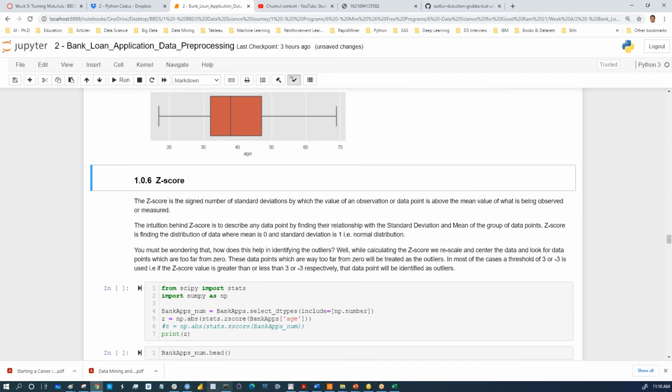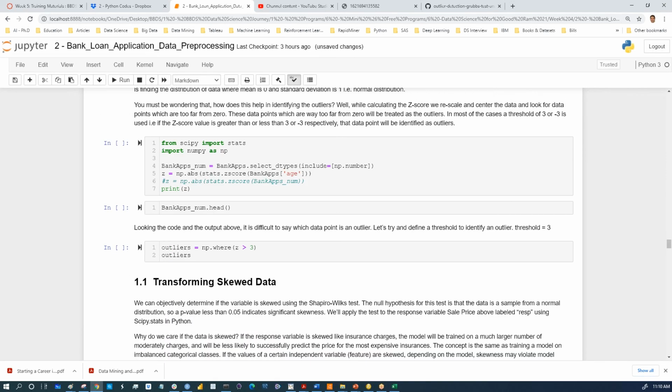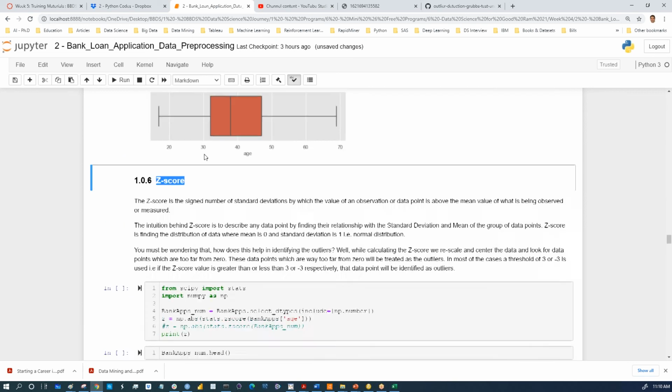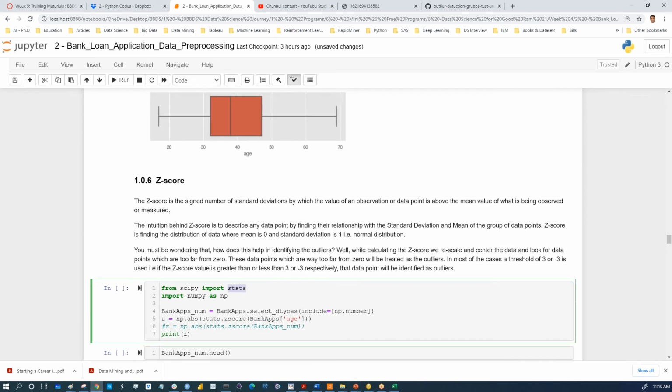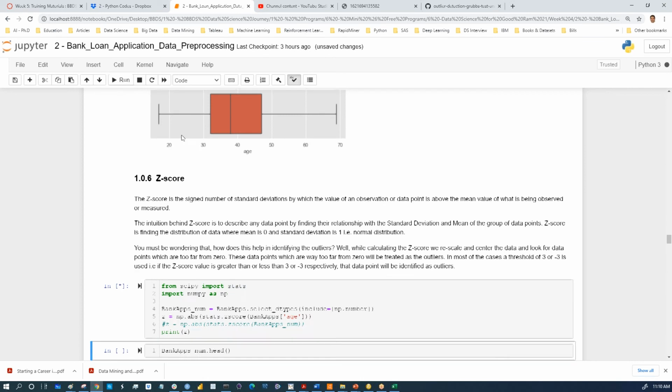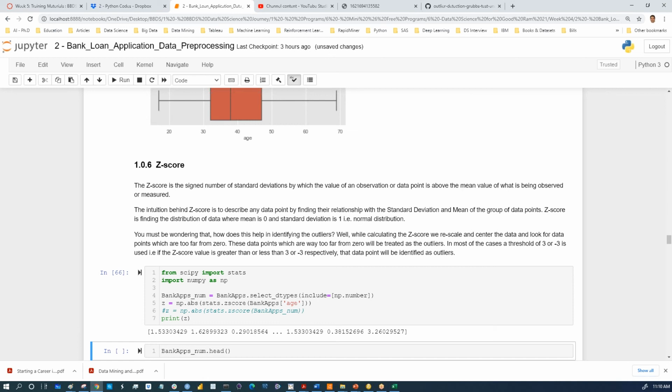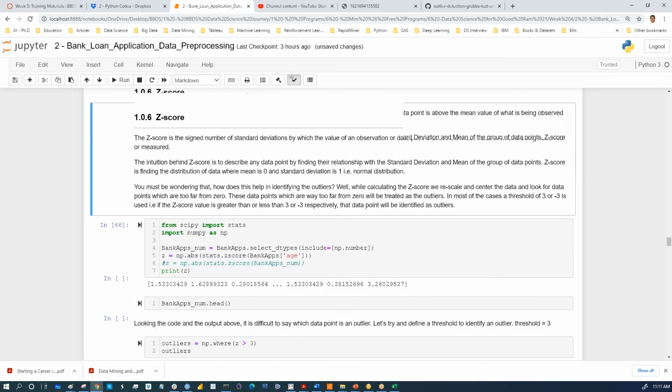Of course, you could use z-score also to determine if you have an outlier. The z-score is a statistical method, and it is simply applied to a variable. So we are going to do a z-score on age. If you have anything below -3 or above 3, it is an outlier.